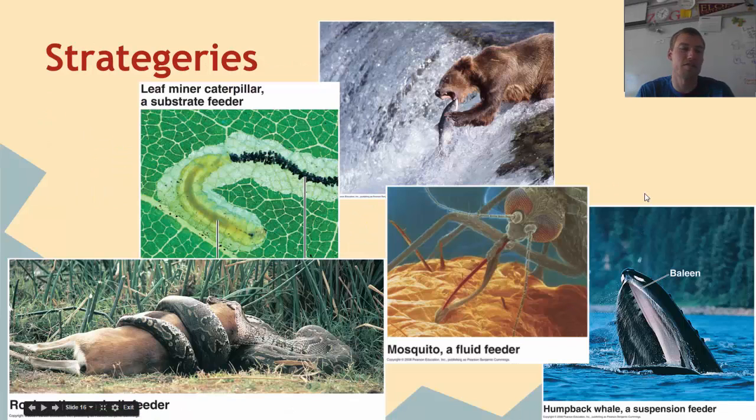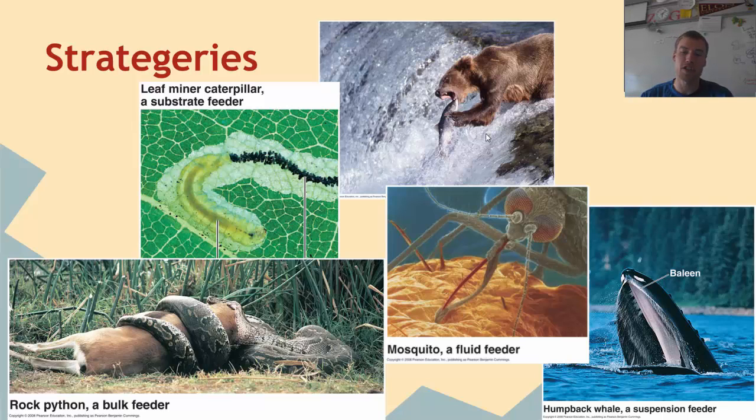Now, there are various different feeding strategies. We have bulk feeders, such as the python down here and the bear, which are going to eat large amounts of food at one time. You've got substrate feeders, where they live in their food or live on their food, in the case of the caterpillar, and they eat as they go and then they eliminate behind them.